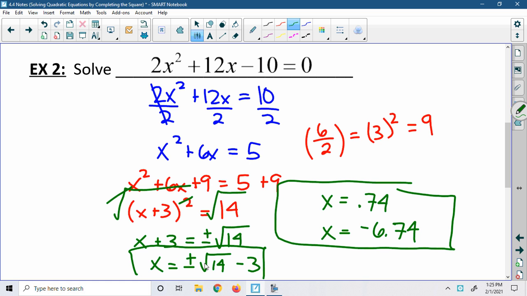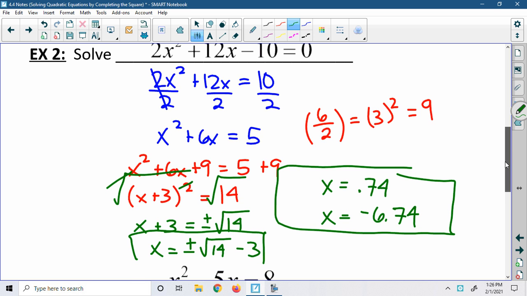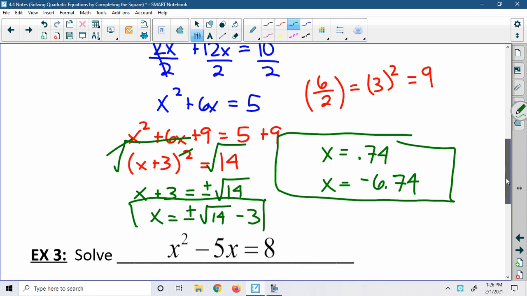Once again, we couldn't have solved this quadratic equation any other way because it didn't factor. You can't use the square root property on it right away. You had to do completing the square. So even though it's a little messy, sometimes you've got to use it. Once again, too, if you would have graphed this, you'd see the x-intercepts are really at 0.74 and negative 6.74.